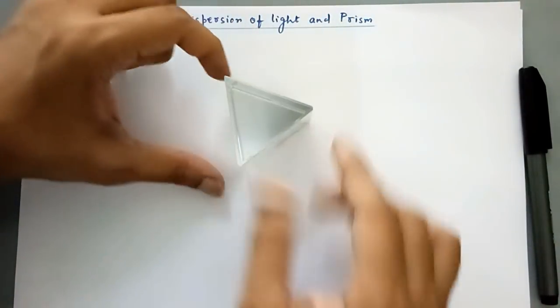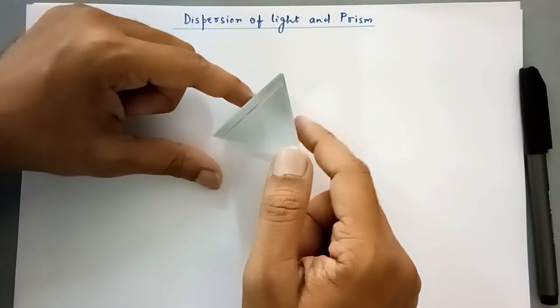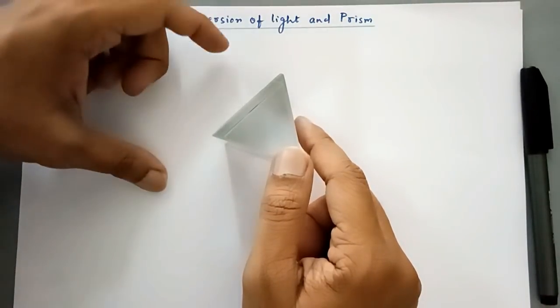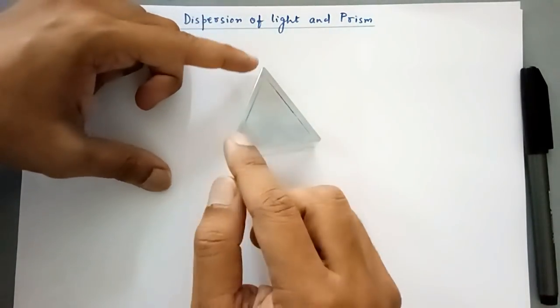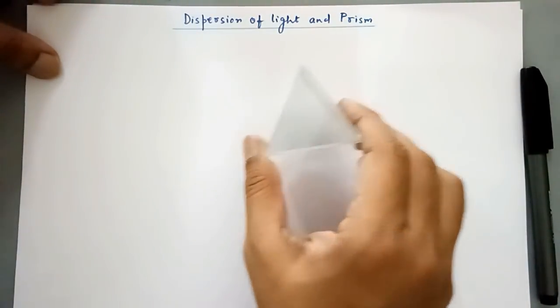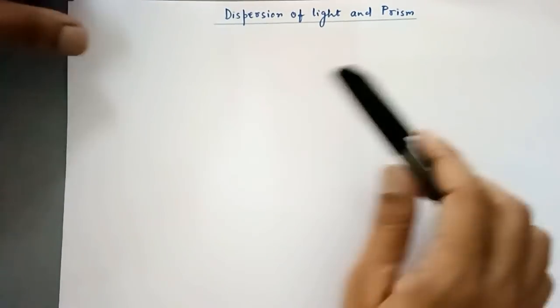Now when we pass white light from one end of the prism, the white light gets split up into 7 different colors and finally they come out. So by the end of the video you will also find the demonstration of it. And now what we mean by dispersion and the action of the prism and everything, I'm going to explain now.